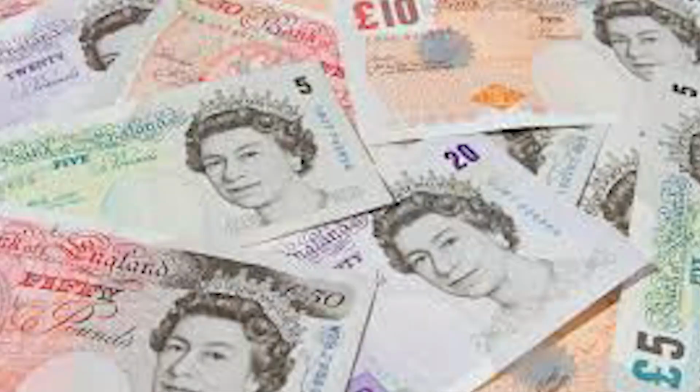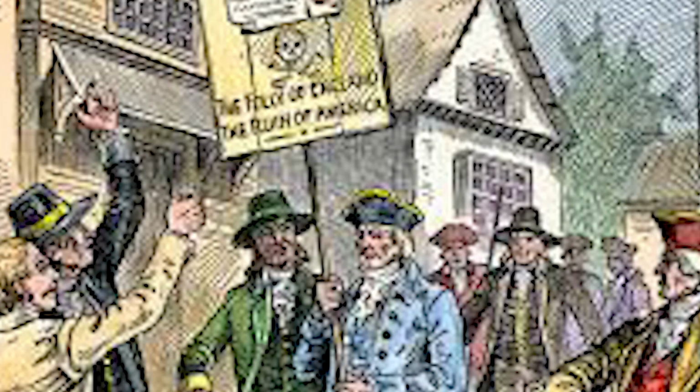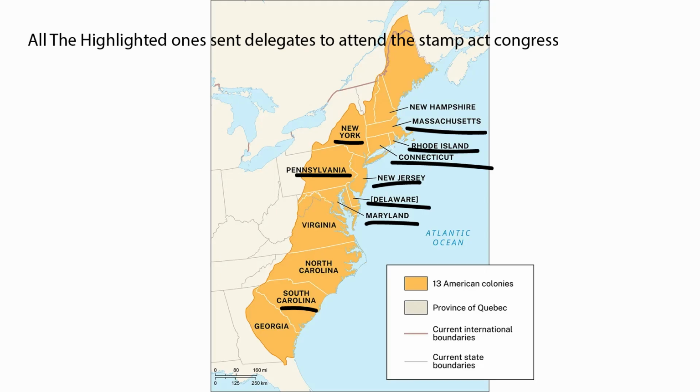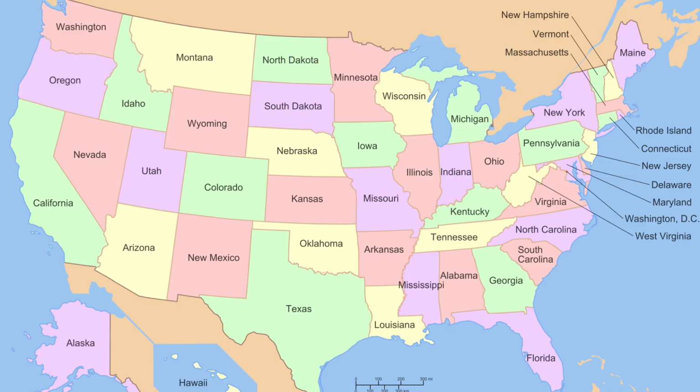This was paid in British sterling rather than colonial currency, and anyone in violation of the Stamp Act would be tried in Vice Admiralty courts, which had no jury. The Stamp Act greatly angered the colonists, who protested strongly against its introduction. In October of 1765, the Stamp Act Congress was held in New York, and it included 27 delegates from 9 colonies. They then published the Declaration of Rights, which argued that only the colonial government could raise taxes in America.